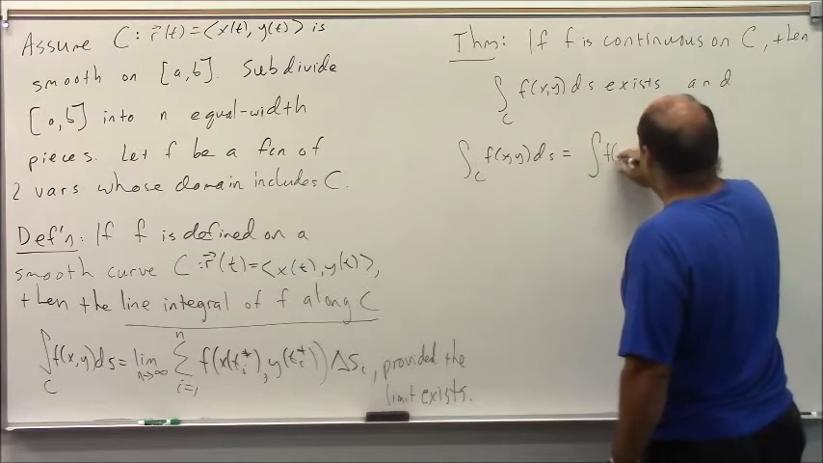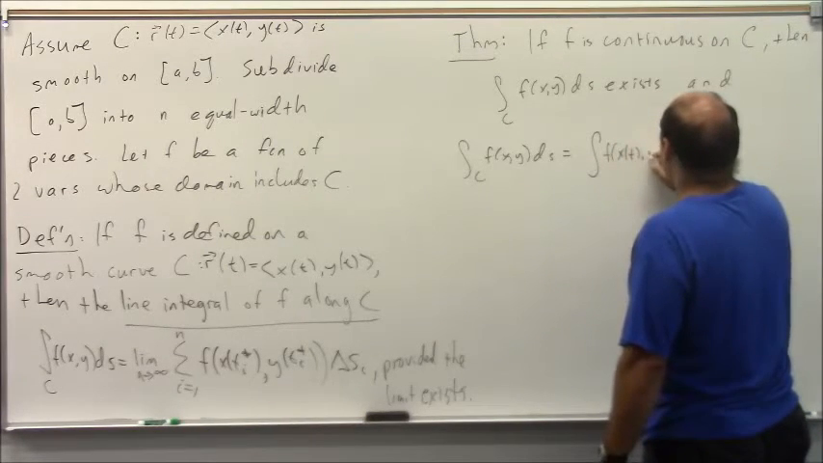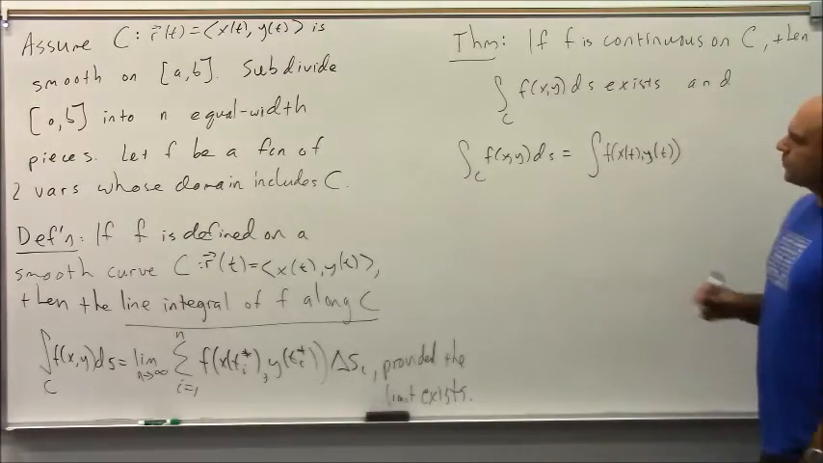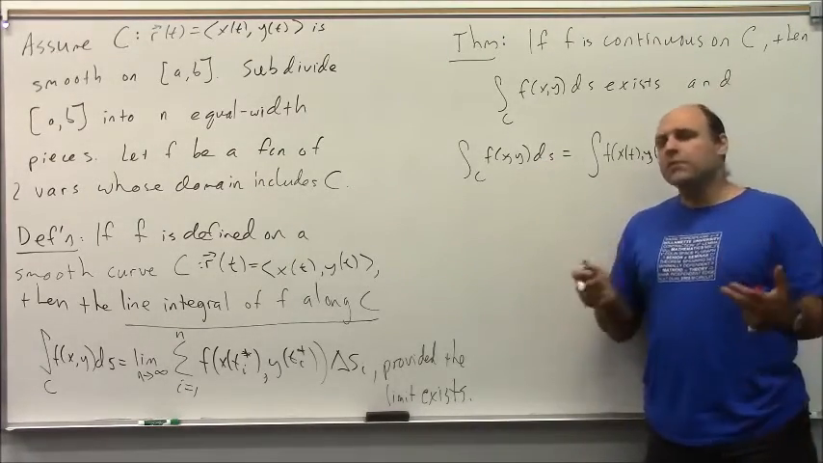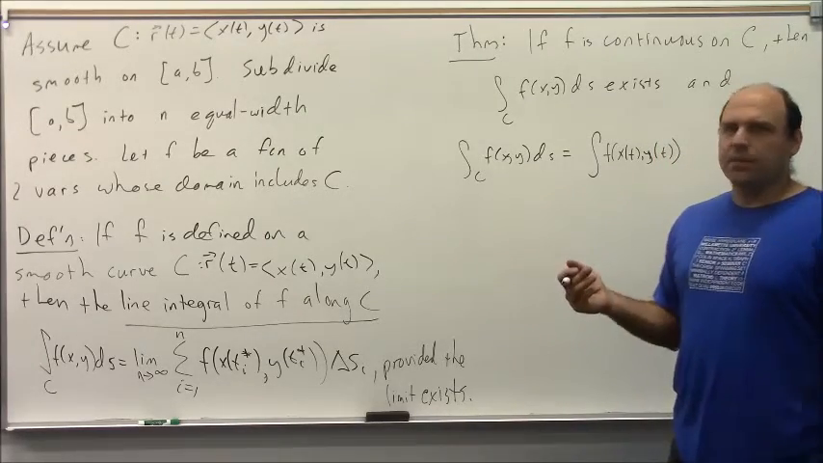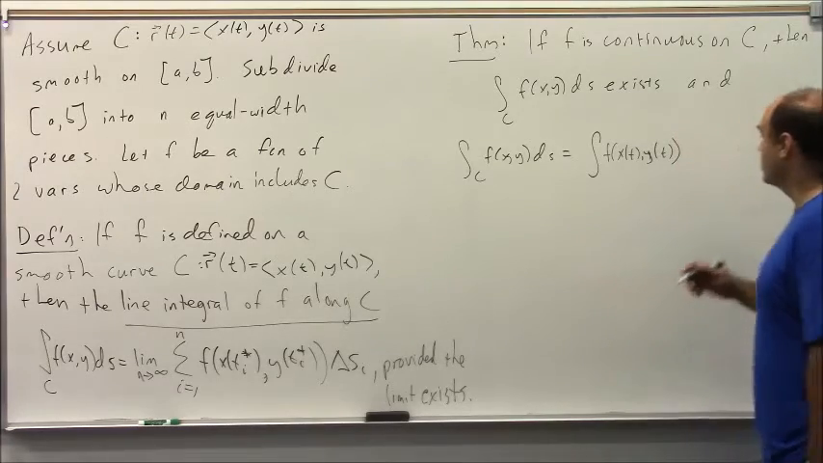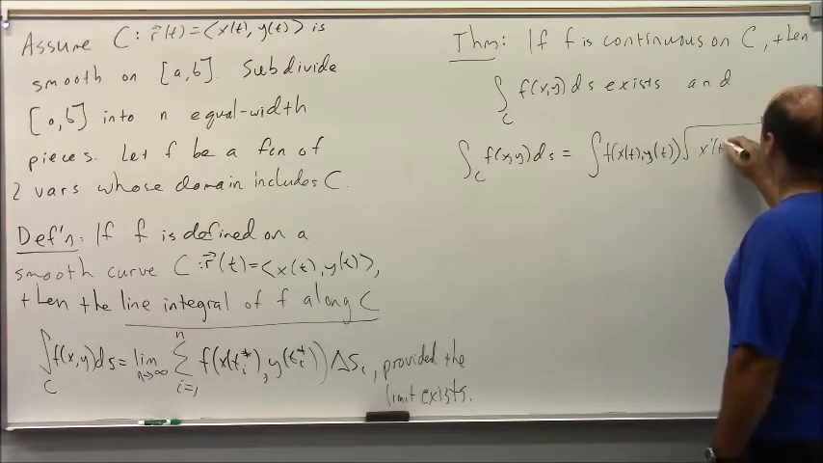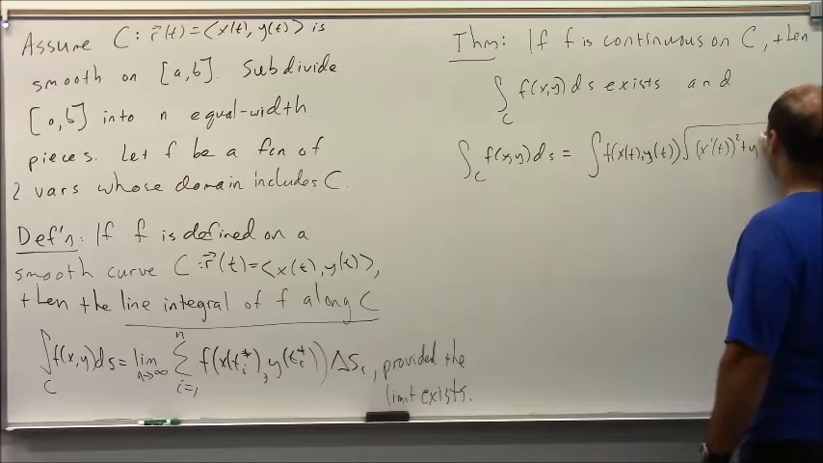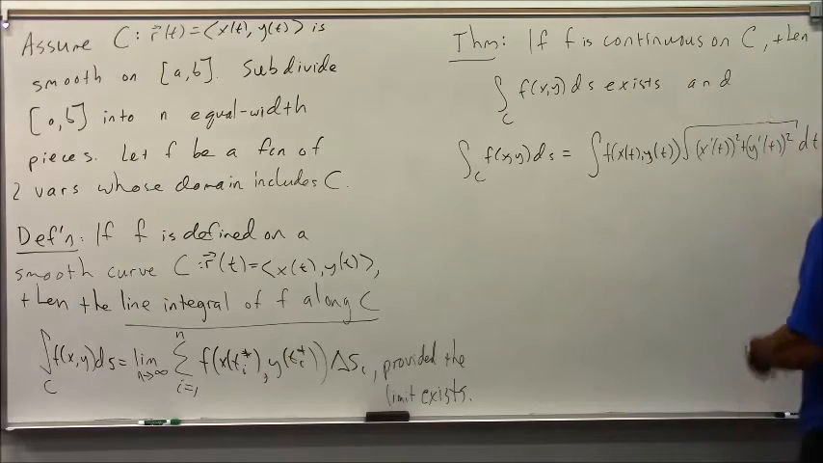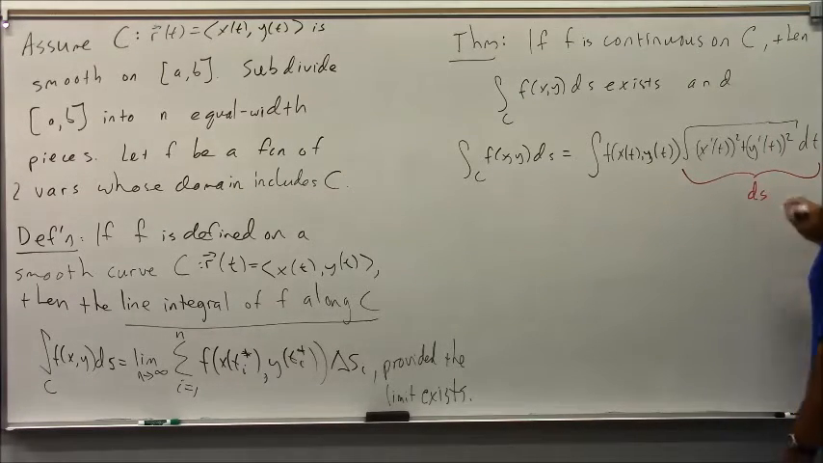We're going to have f of x of t, y of t, times, now ds, given what we know about it, that s is this arc length function, ds ought to be related to the derivative of the arc length function, and in fact it is. It's going to be the square root of x prime of t squared plus y prime of t squared dt. This mess here is ds.